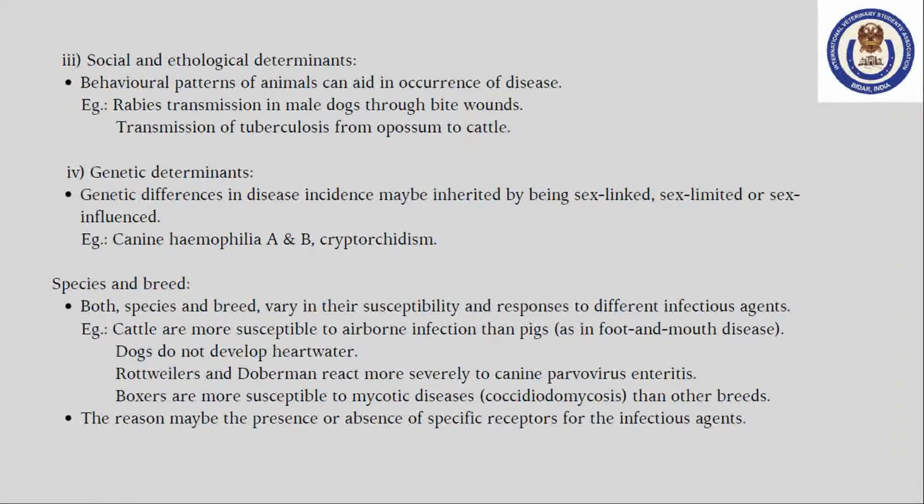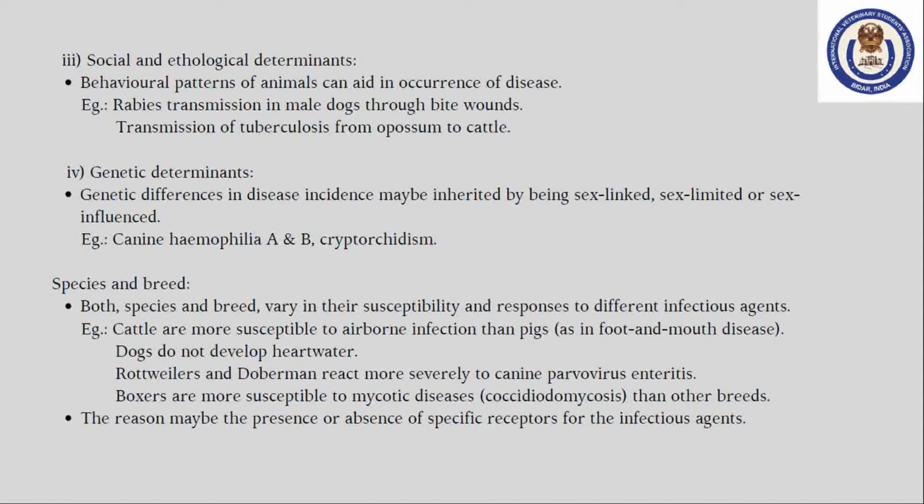Next are the social and ethological determinants. The social behavior of animals can also aid in the occurrence of diseases, like competition between male dogs for breeding with females or the territory can assist in the transmission of rabies through the bite wounds in a fight, or the transmission of tuberculosis from opossum to cattle. The opossums, when they are confronted by the cattle, don't run away, they stand their ground. Therefore, there is a higher chance of transmission of aerosols, and there is transmission of tuberculosis between the opossum and cattle. But the badgers, their first response is to run away when they are threatened. Therefore, there is less chance of transmission of disease between them and the cattle.